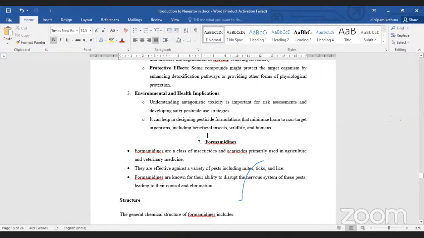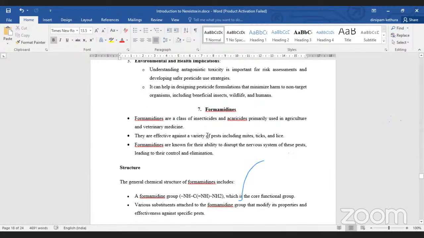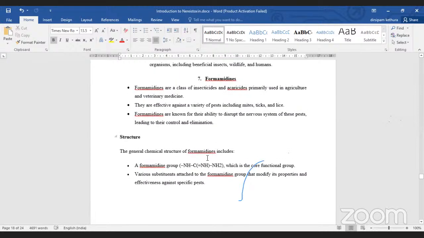And if you could see the environmental and health implications, understanding this toxicity is important for risk assessment and developing safer pesticide use strategies. It can also help in designing pesticide formulations to minimize harm to non-target organisms, those are beneficial organisms. By this, we completed fipronil. Here, under fipronil, we have covered the introduction, structure, properties, mode of action, metabolism, and then hydrolysis of fipronil and antagonistic toxicity.